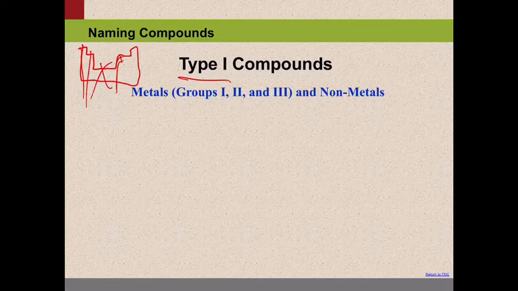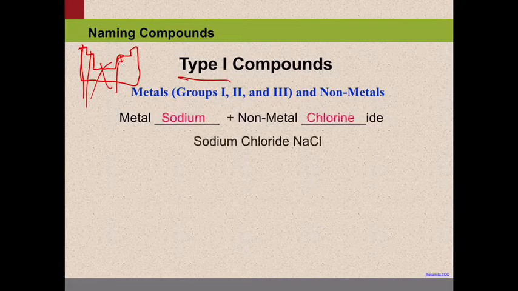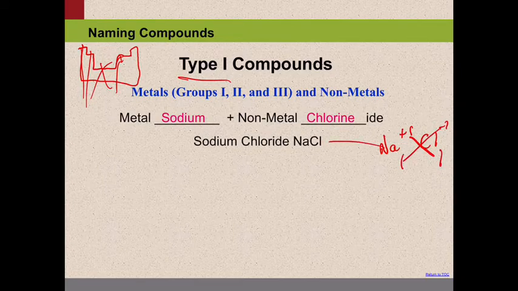Typical example of a metal and a nonmetal, the classic chemistry example is, what do I get when I mix sodium, which is a Na+1, with chlorine, which is a Cl-1? Well, we use the crisscross method. We drop the 1 there, and we end up with NaCl.